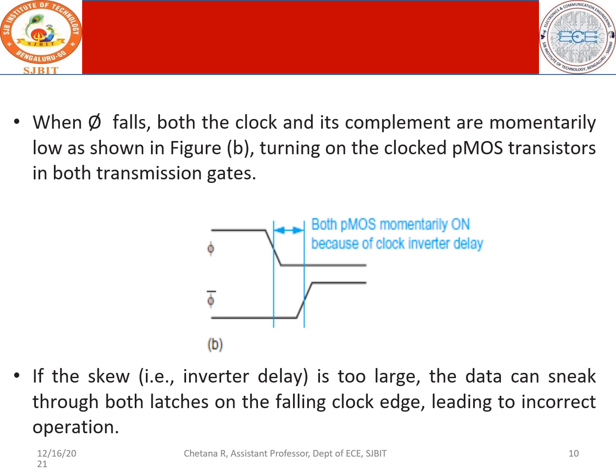Turning on the clocked PMOS transistors in both transmission gates. The moment this goes to 1, the PMOS transistor is becoming high. The skew, in other words the inverter delay, if it is too large, the data can sneak through both latches on the falling clock edge, leading to incorrect operation. So we are trying to modify the structure in this version.